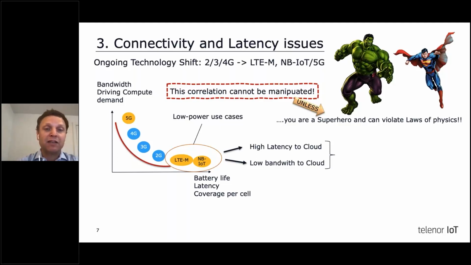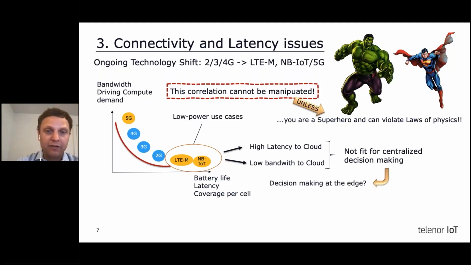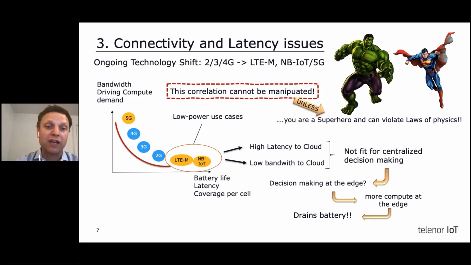So what does this mean in terms of decision making in the cloud? Well, it doesn't really fit centralized decision making. So let's see if we can push the intelligence back to the devices at the edge. If we do that, we will need more compute at the edge, and if it consumes more compute at the edge, it will drain the battery. So the primary purpose of these technologies, which is low power, means they will not be very fit for either scenario of automated decision making.